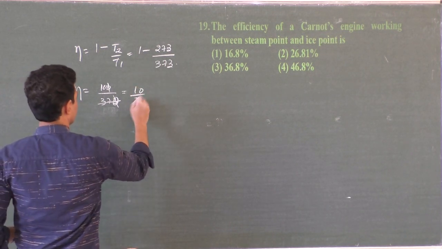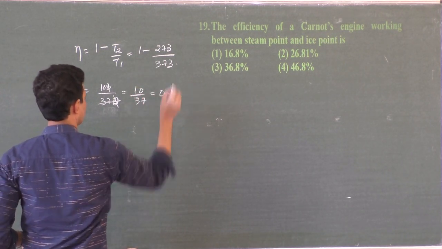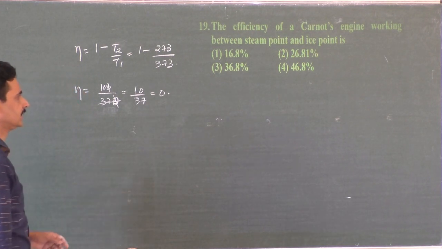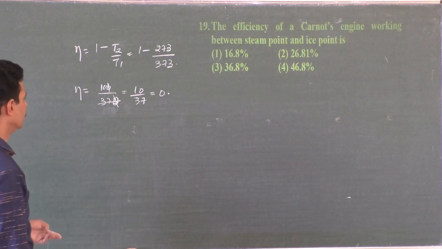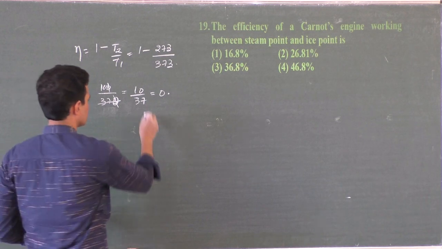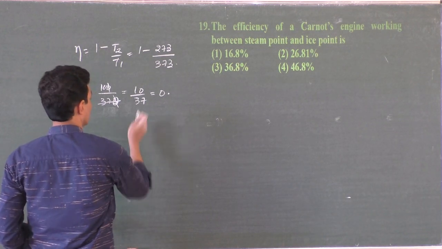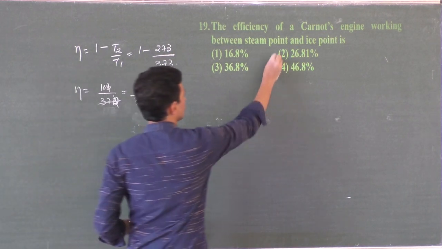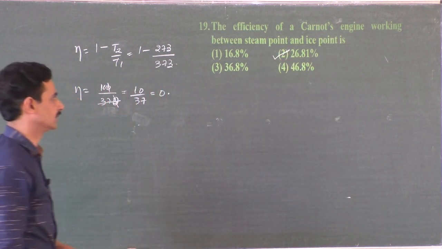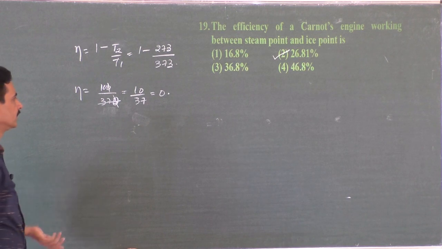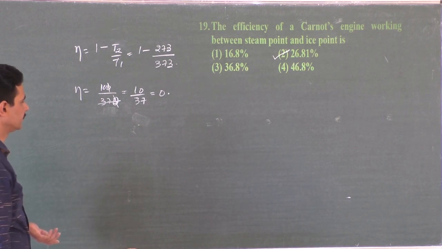10 by 37 is equal to 0 point. Do you get it as 3 times? No, not 3 times, because it is 111. No, it is 2 times. That means this is the answer, 26.8%. That should be the answer, 26.8, almost 25%, nearly 25%, right?